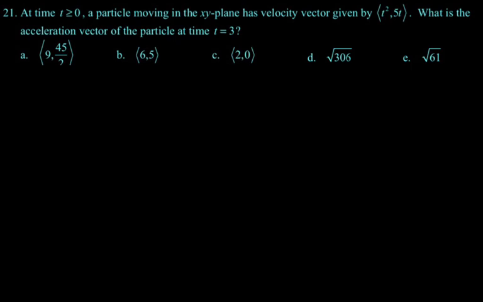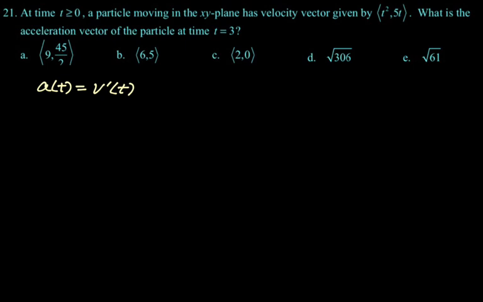All right, new problem. At time t greater than or equal to 0, a particle moving in the xy plane has velocity vector given by t squared comma 5t. So that's our velocity. And the question here is, what is the acceleration vector at the time t equals 3? So we have velocity, we want acceleration. Acceleration is the derivative of velocity. On the free response, they definitely want you to show that.